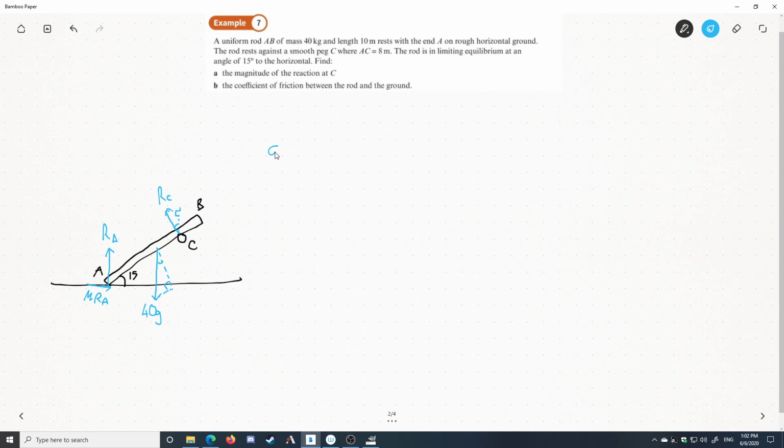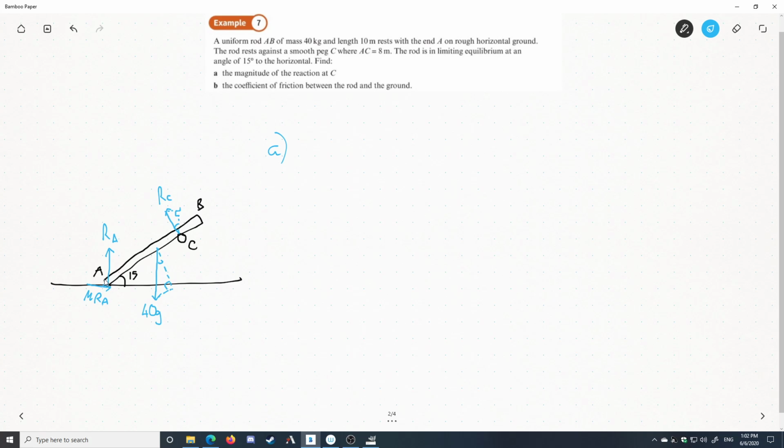Okay, so part A is to find the magnitude of the reaction at C. So if you think back to what I said a minute ago, there's always three things to consider in these questions. You can do up forces equal down, left equals right, or take moments about a point. If we do up equals down, then up we've got RA plus RC cos 15 equals 40G. That has two unknowns, RA and RC. If we were to do left equals right, we'd have mu RA equals RC sine 15. That actually has three unknowns, mu, RA and RC.